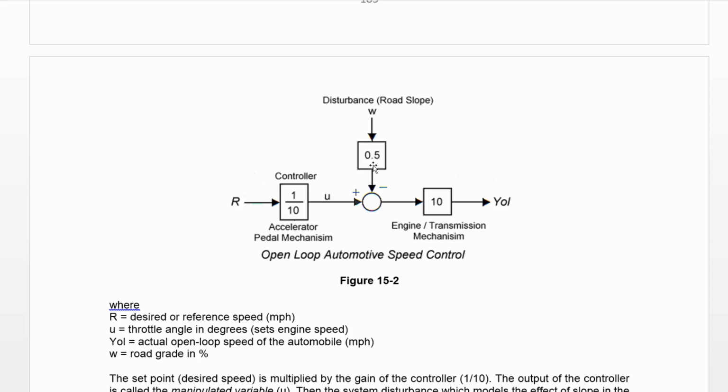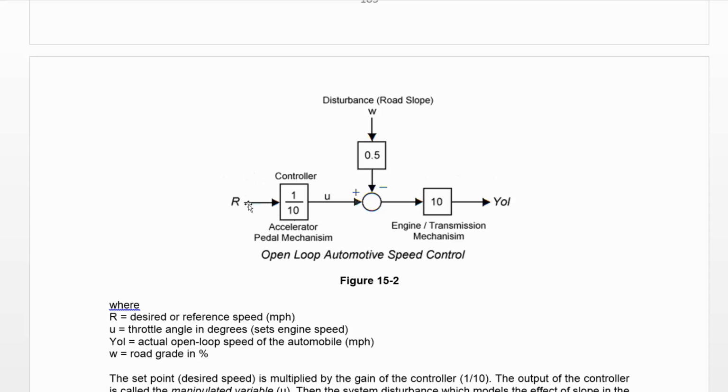And then it has a gain when it goes into the model. It has a gain itself. In this case here, it'd be 0.5. It'd be 0.5 would be our gain. And we subtract this. This is what the negative stands for. We subtract this from our output, U, the manipulated variable. And then it goes into the gain of the engine transmission. And the engine and transmission has a gain of 10. And then we get an output speed.